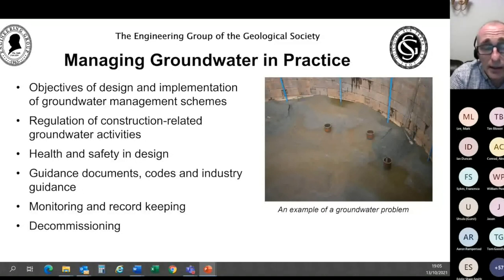It's also important to realise that groundwater management schemes have a time scale. There's an implementation or an installation period, but then there may be an operation period where pumping is carried out. There might be a need for monitoring, and like many engineering elements, at the end of the groundwater control process, there's a need for decommissioning, and this chapter addresses all those aspects. Next slide, please.